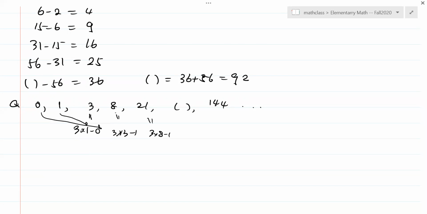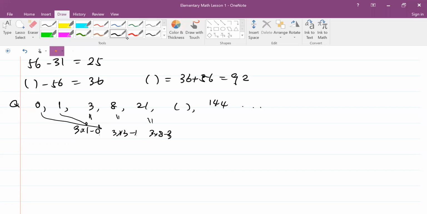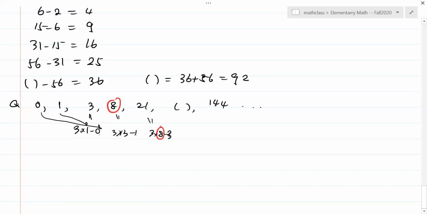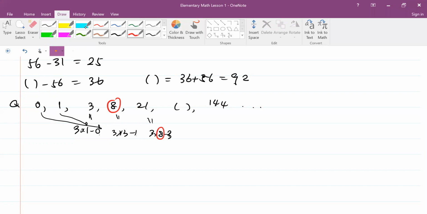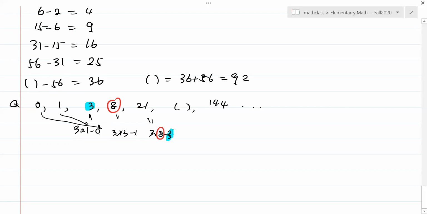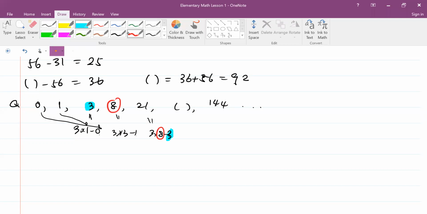You have to subtract it, otherwise you don't get the right number. Let me double check. Subtract 1, 0, 3. Okay, and subtract the previous terms. So this part is here, and this part is here. This is much more complicated.